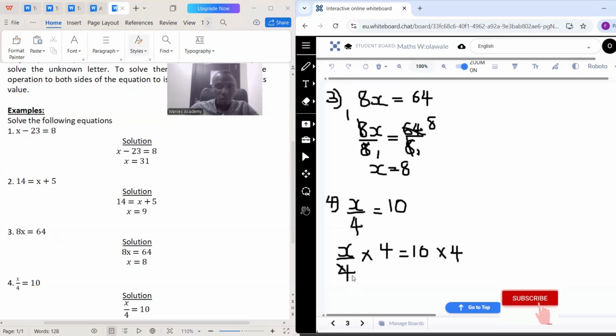Of course, 4 divided by 4, we're going to have this to be 1. So we have x left alone to be on one side of the equation. Then 10 times 4 can have this to be 40.